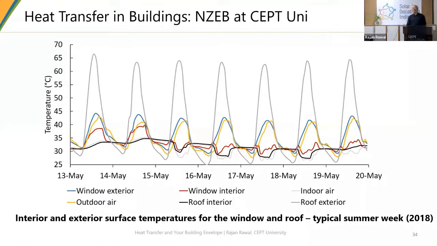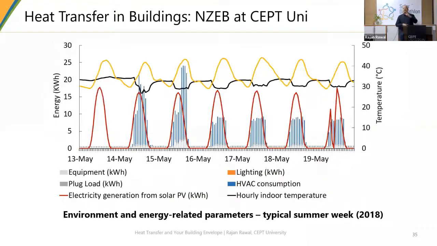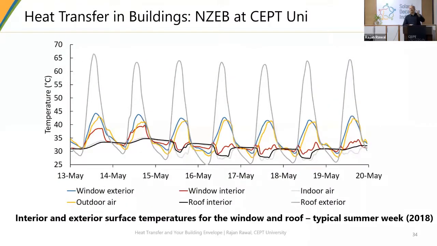You can see the outdoor air temperature going up and down, and you can see the surface temperature of the window is really damped; the surface temperature variation is very low. We're using a low E glass there and also double glazed windows. This is basically environmental parameters, surface temperatures, which I'm showing you right now.